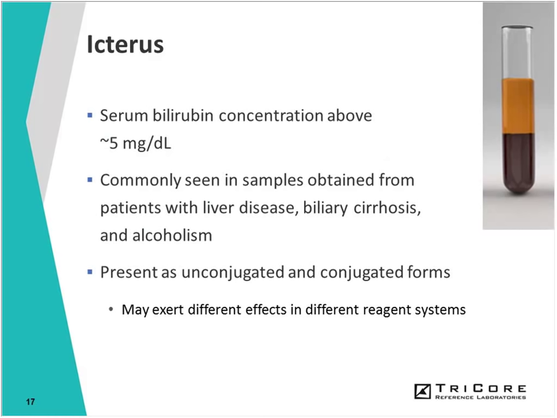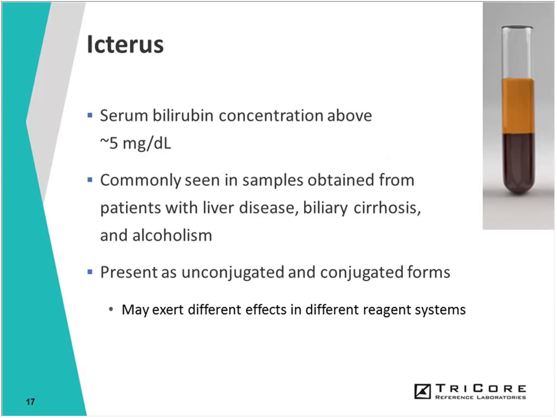Icterus occurs when the concentration of serum bilirubin is about 5 mg per deciliter or greater, and that begins to turn the color of serum to yellow, green, or even brown, depending upon the bilirubin concentration. Icteric samples are usually encountered when collected from patients with liver disease because the liver plays an important role in the conjugation and excretion of bilirubin. That's the end product of heme metabolism.